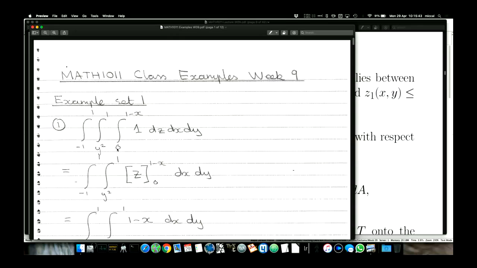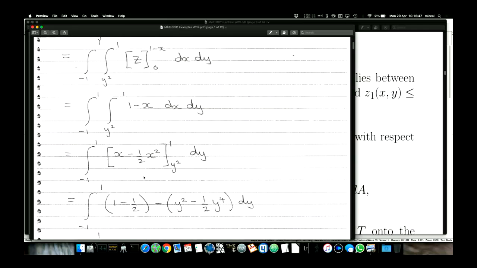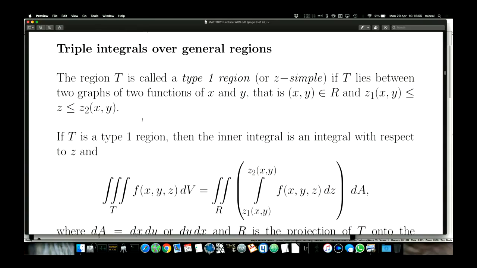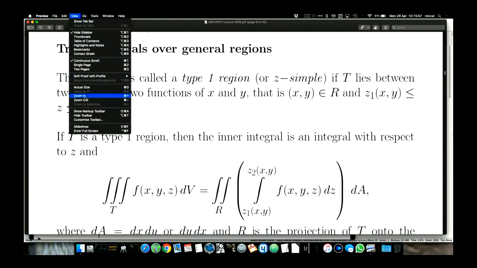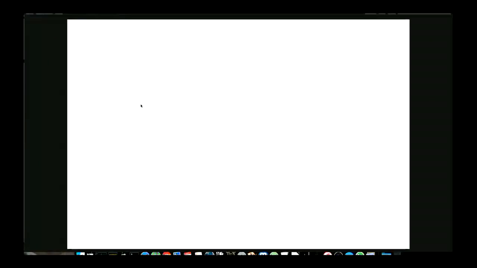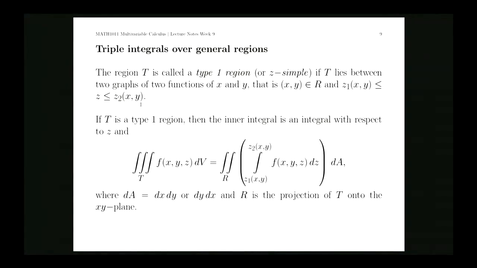Right, but the process is very, very similar. So I integrate first with respect to z, and it's just a lot more work. Now you've got to do 3 integrals. But the hard part is when they're not boxes. We've got different regions, and this is where it starts to get a bit, well, figuring out the limits is the hard part.